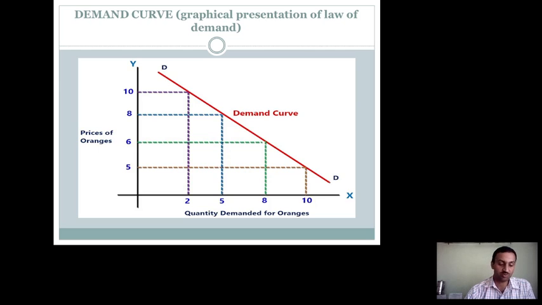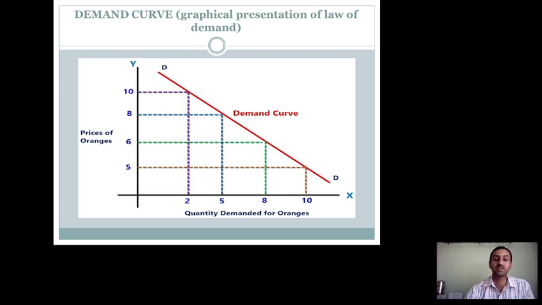A 2 marks question may come: what do you mean by demand curve? Demand curve means the graphical representation of the demand schedule. Okay, so the graphical representation of the law of demand is known as demand curve. And demand schedule means the representation of the law of demand in figures is known as demand schedule.